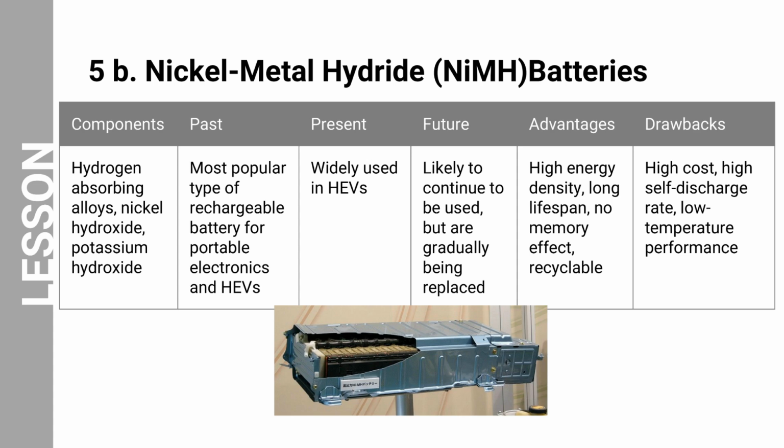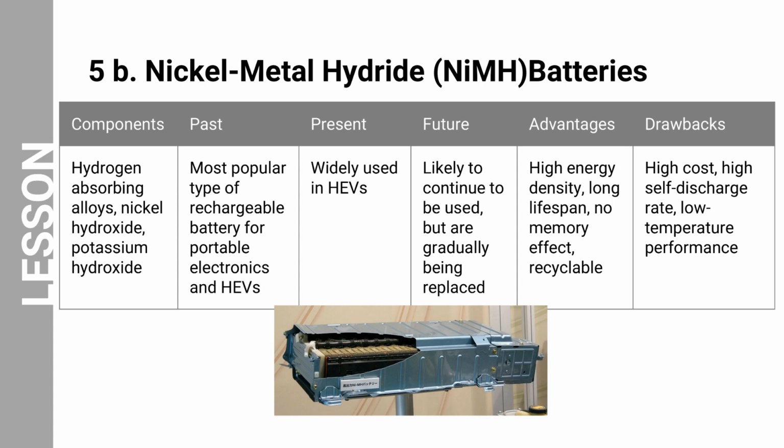These batteries are still widely used in portable electronics, such as cameras, laptops, and power tools. They are likely to continue to be used in the future, but they are gradually being replaced by lithium-ion batteries. Lithium-ion batteries offer a higher energy density and a longer lifespan than nickel metal hydride batteries. Nickel metal hydride batteries have several advantages.